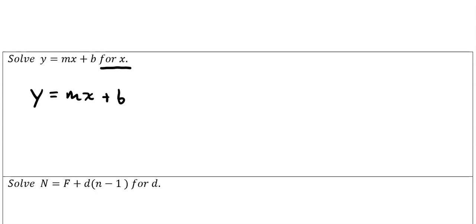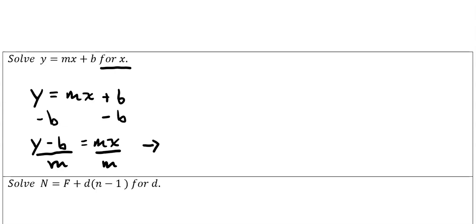You should pause the video now and try to see if you can solve this completely. Okay. So the first step we're going to do is subtract b on both sides to get rid of that b on the right hand side. And this leaves us with y minus b is equal to m times x. Here we find ourselves in a similar situation as in the last example. We just have some variable multiplying our x. So in order to get this x alone, we're going to divide both sides by m.